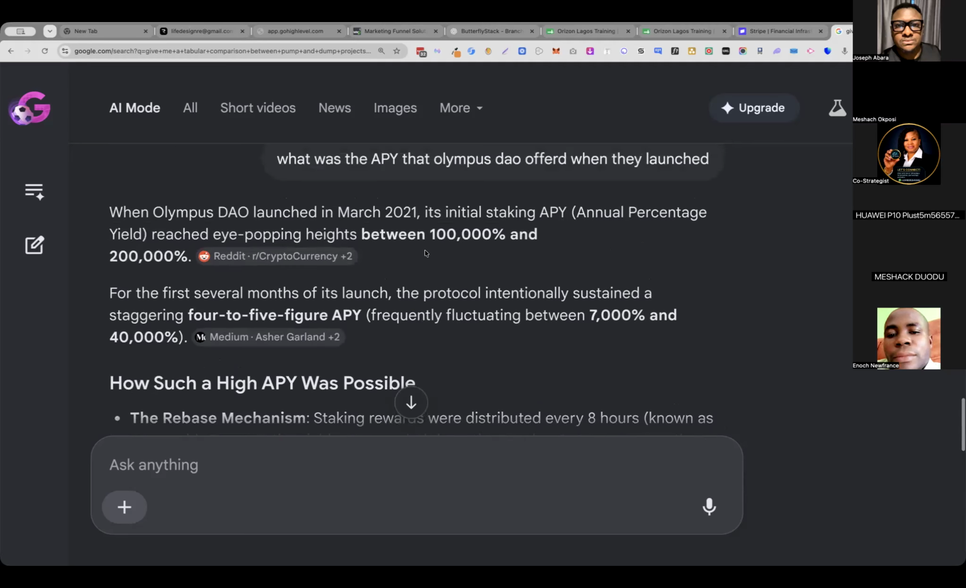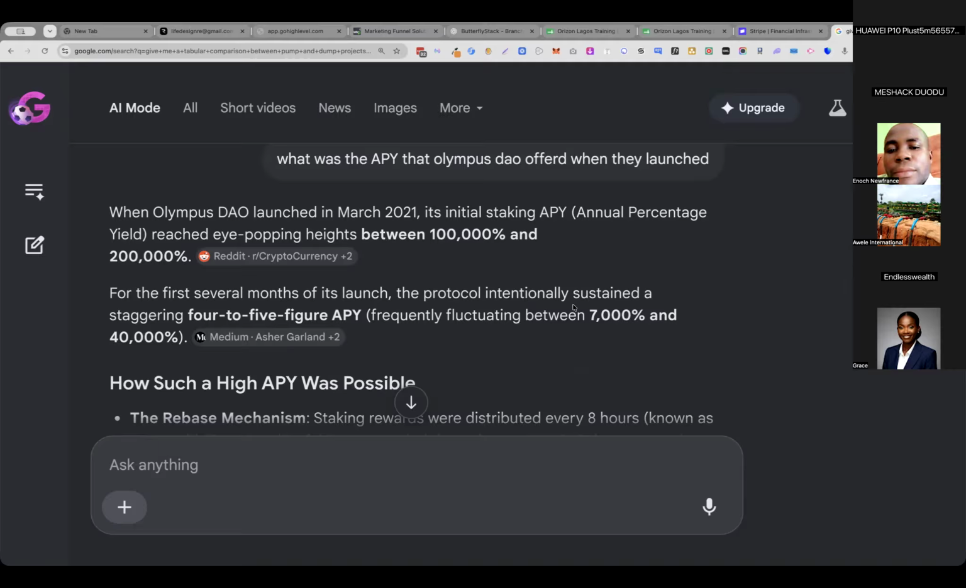Look at it. When Olympus DAO launched in March 2021, its initial staking APY was what? Eye-popping 100,000% and 200,000%. Are you listening? 100,000% was the APY, meaning 200,000%. If you staked $1,000, you could have made $1 million to $2 million. That's how crazy and how eye-popping their offer was. Yeah, you could make $2 million US from just a $1,000 investment.